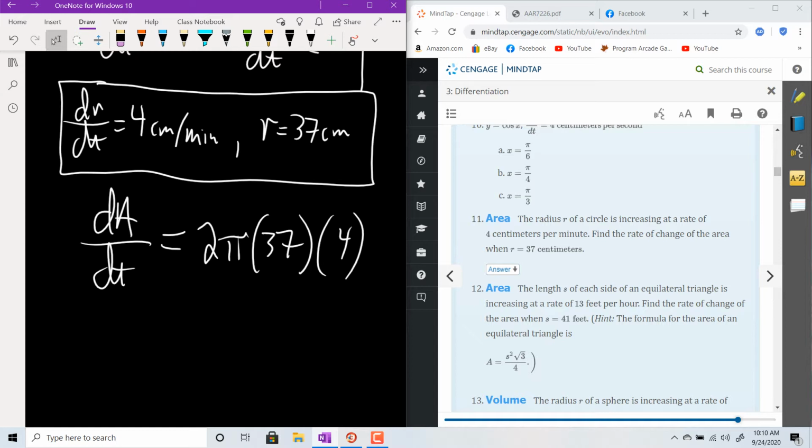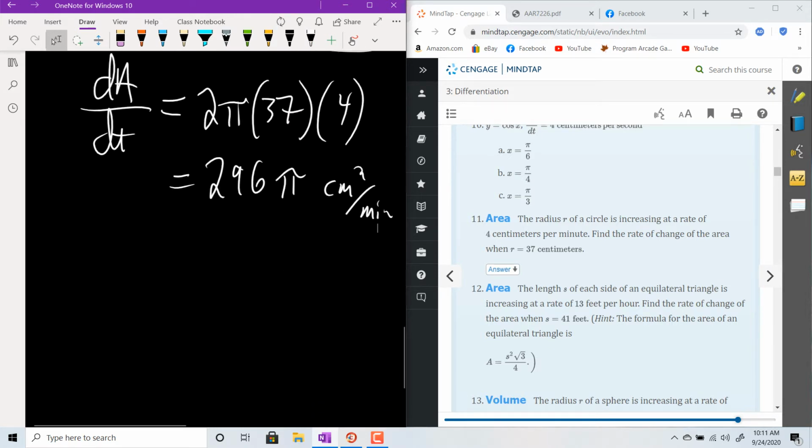2 times 37 times 4, 296. Okay, so this will be 296 pi, and the units, because we're dealing with area, must be centimeters squared. Okay, centimeters squared per minute. Okay, let's look at another one.